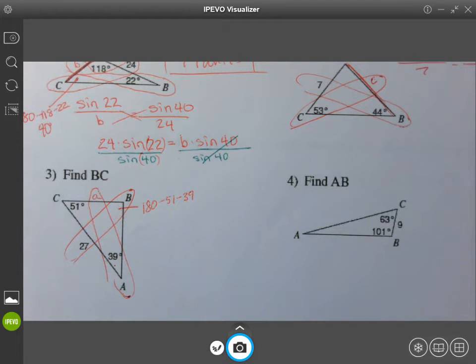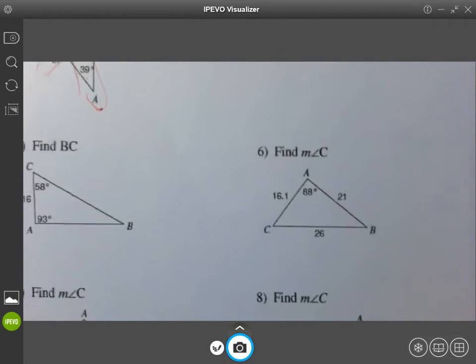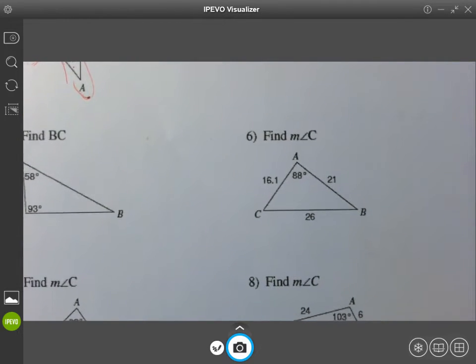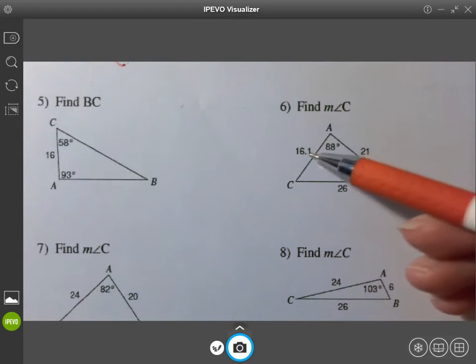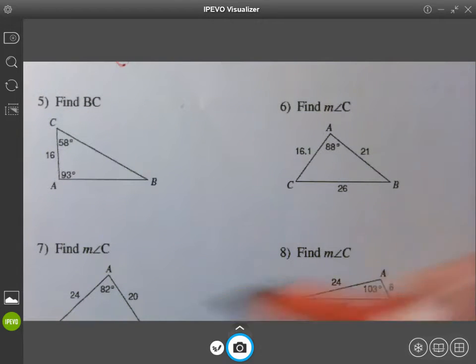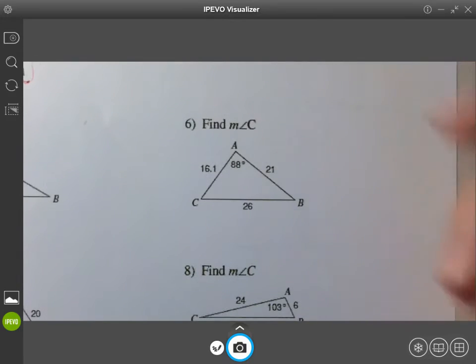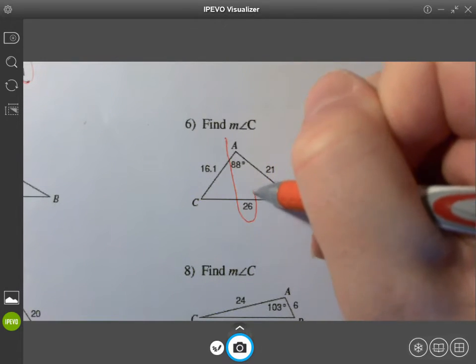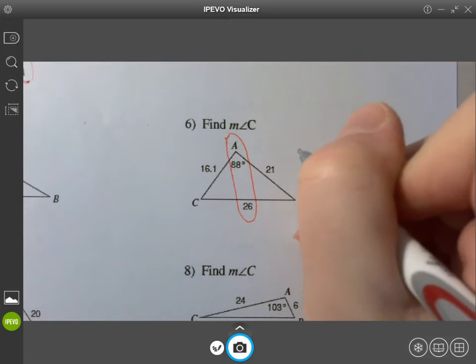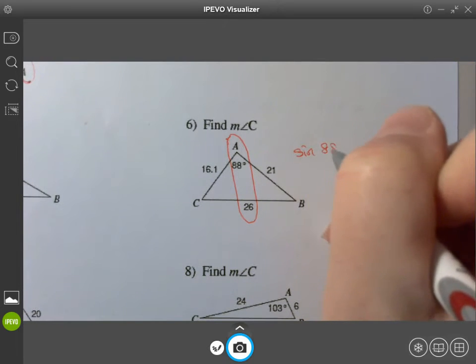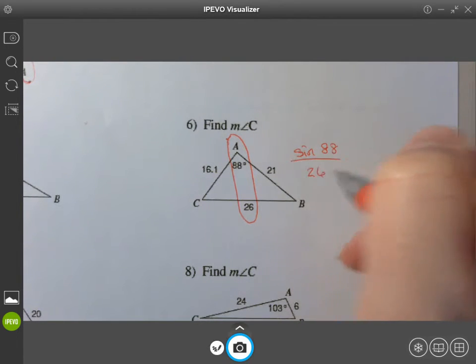Okay, now, if you go to number 6, 7, and 8 on this front side, do you see that they're asking you to find an angle measure? All right, now, notice they have all 3 sides here on all 3 of these. So pay attention to what you're using. I am definitely going to use A. So that is sine 88. I know I'm using A because I have the 2 pieces.